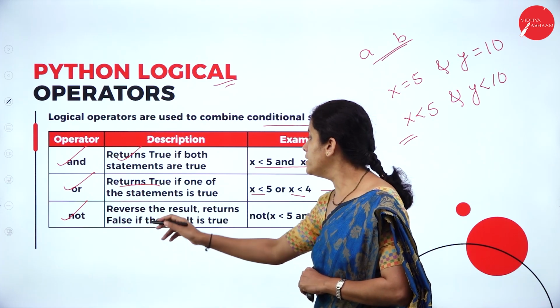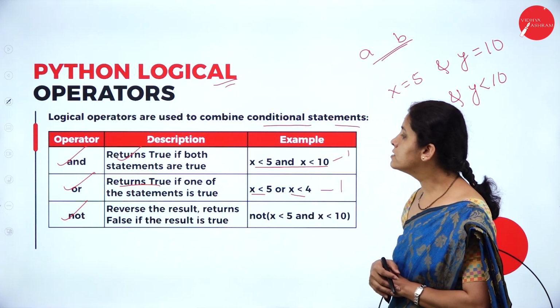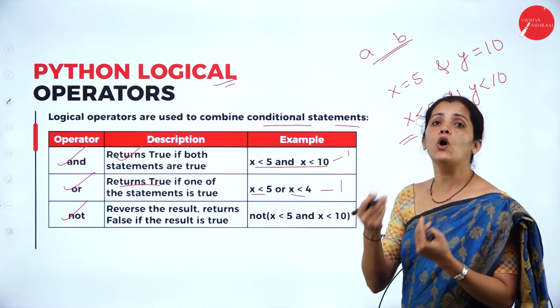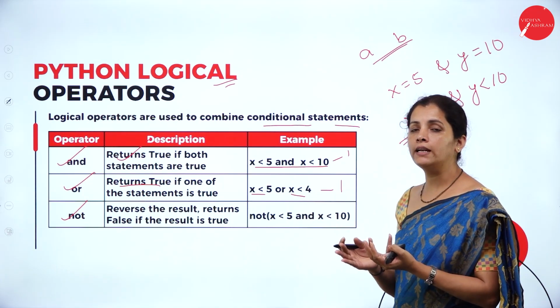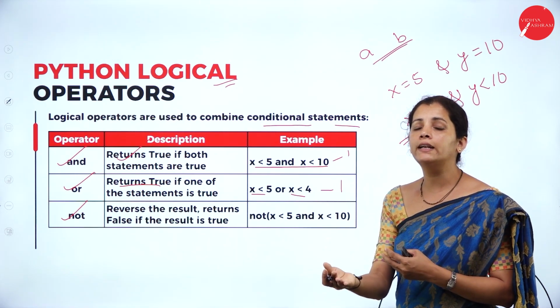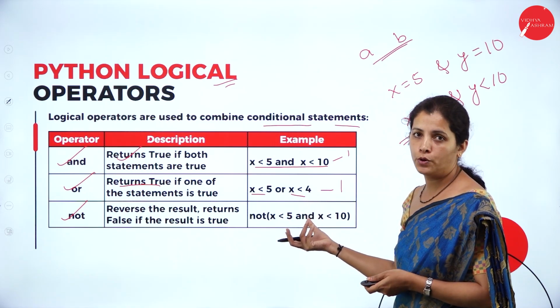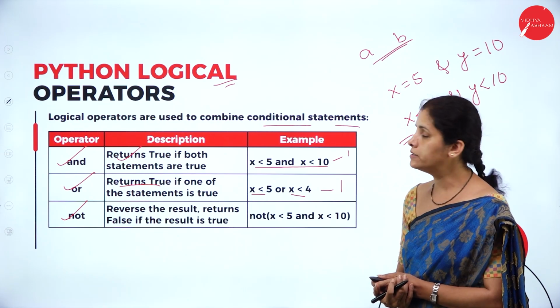And NOT reverses the result. Returns false if the result is true. See here, it is negation, not. See, if the result is true, what output am I going to get? That is false. If the condition is false, what output am I going to get? That is true. So it reverses the output. Okay, so these are the examples for logical operators.